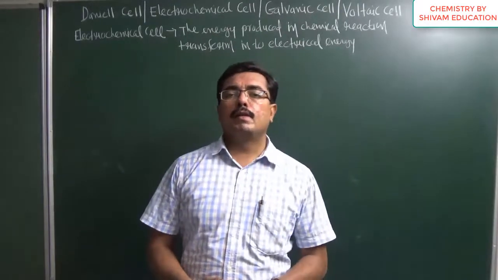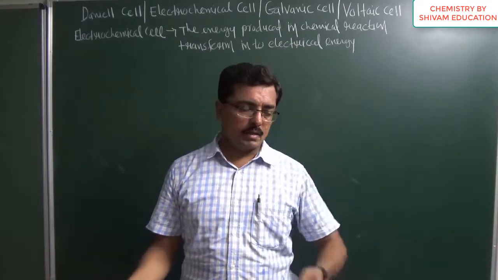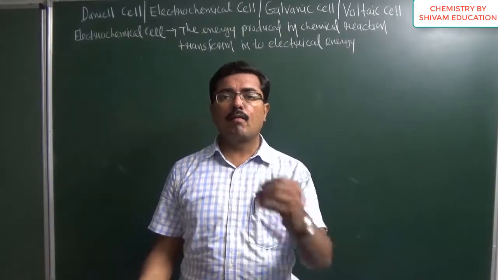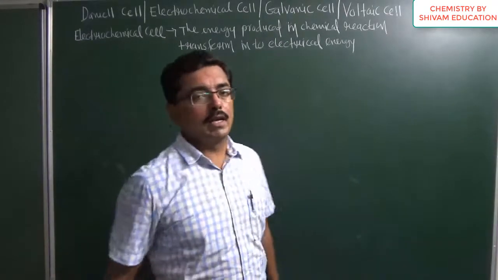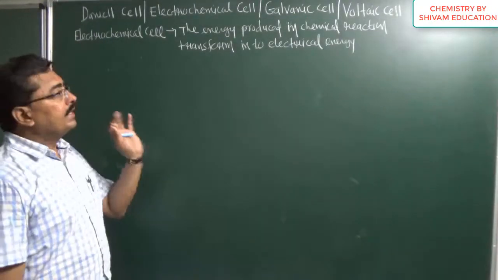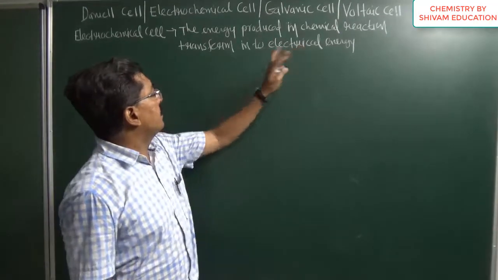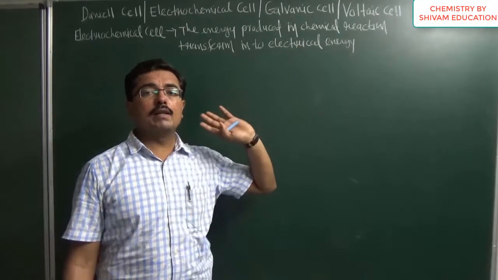Students, today we will discuss what is meant by Daniell cell or electrochemical cell. It is also known as galvanic cell and voltaic cell. So what is an electrochemical cell? An electrochemical cell is a device in which the energy produced by a chemical reaction is transformed into electrical energy.